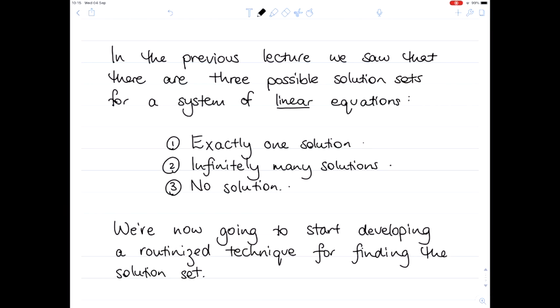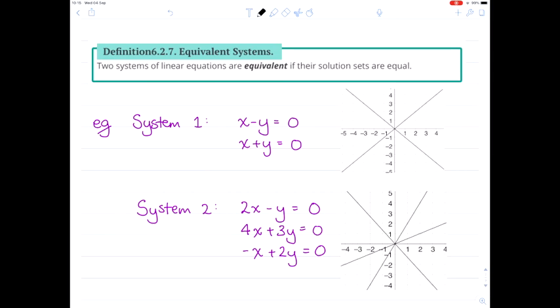Now, up until now, you've probably been using fairly ad hoc methods for solving simultaneous equations, but the goal of this part of the course is to develop a routinized technique for finding the solution set. So we're going to start with a definition. We're going to say that two systems of linear equations are equivalent if their solution sets are equal.